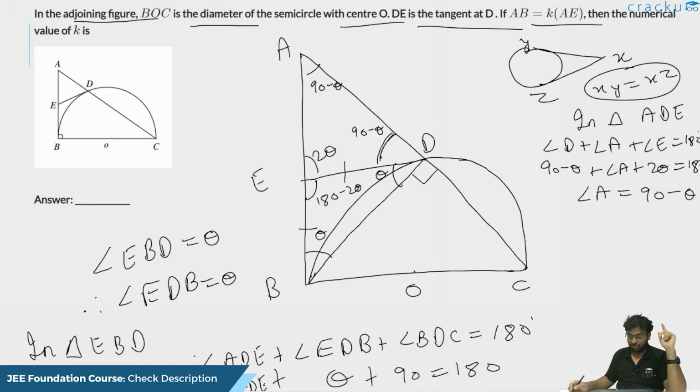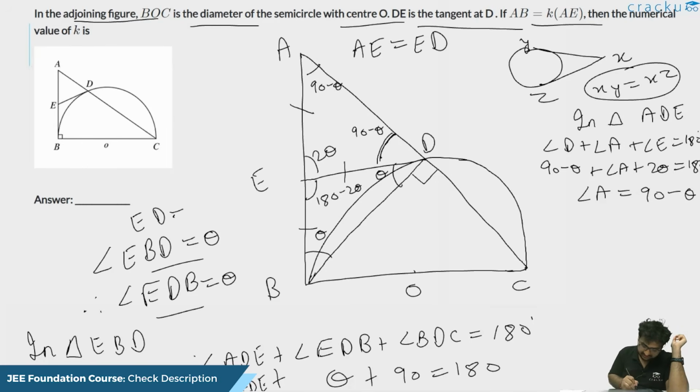And we also know whenever the angles are equal, this triangle will form an isosceles triangle. So ED will be equal to AE. So we found AE equal to ED. And here we found that ED is equal to EB. So this will also be equal to EB.